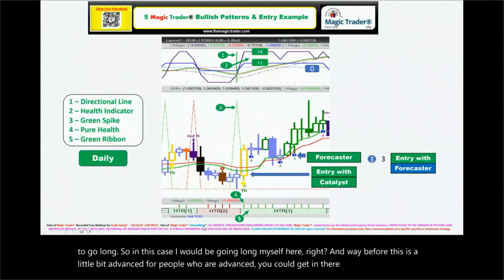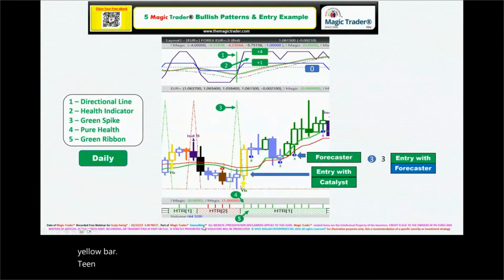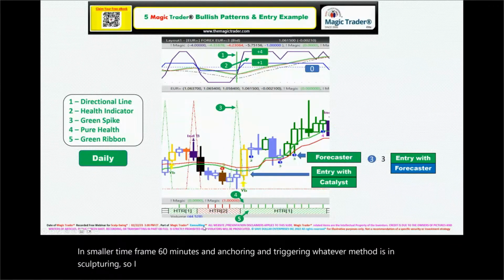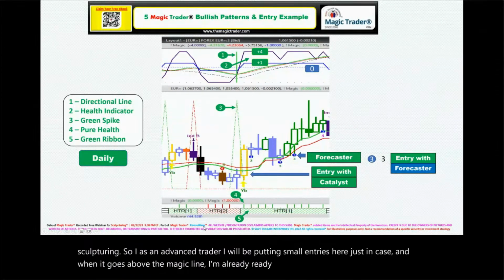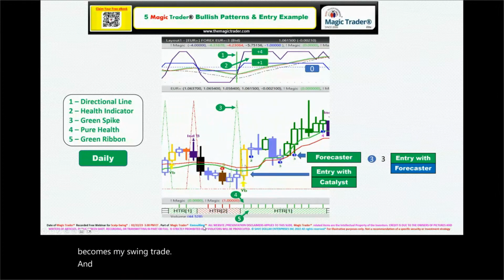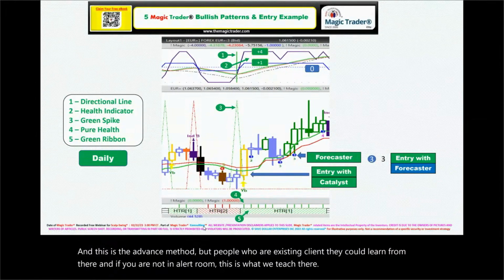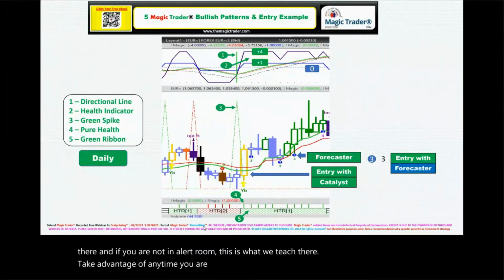And what I look for is the yellow bar in a smaller time frame, 60 minute, and anchoring and triggering, whatever method is in a scalp swing. So as an advanced trader, I will be putting small entries here just in case. And when it goes above the magic line, I'm already ready to add and take profit. So this becomes my swing trade. And this is the advanced method, but people who are existing clients could learn from it. And if you are not in the alert room, this is what we teach there. Take advantage of it anytime you are ready. This is one of those.